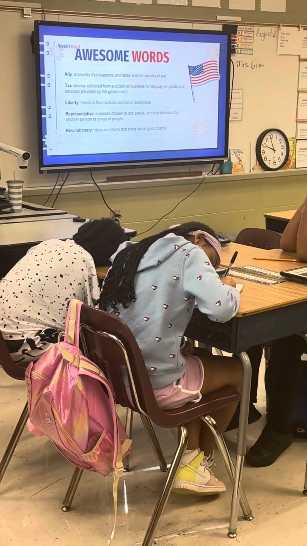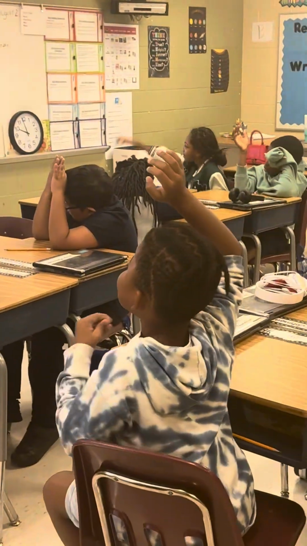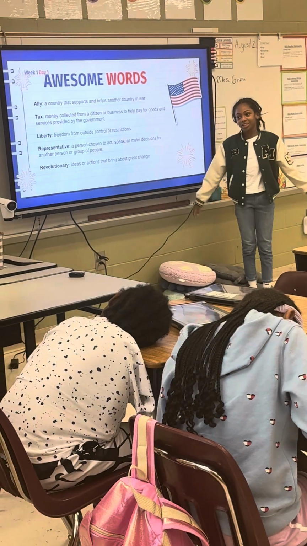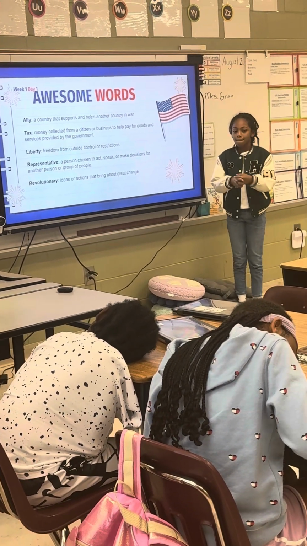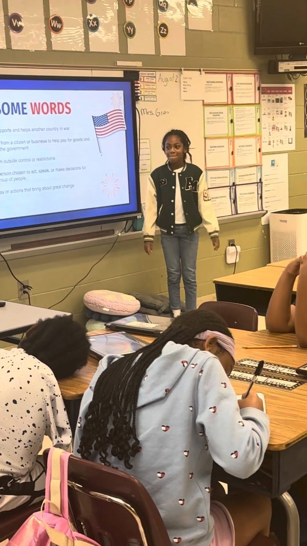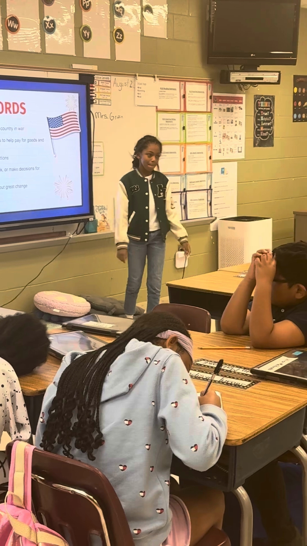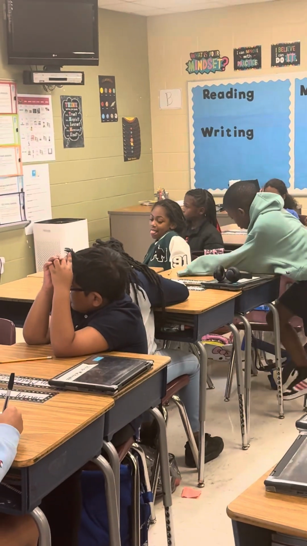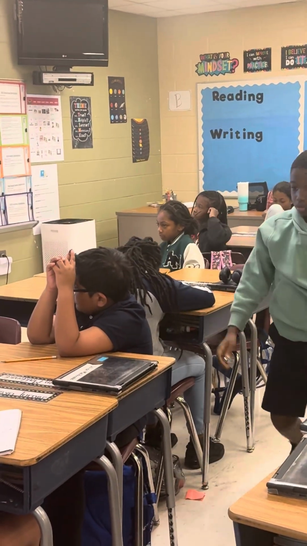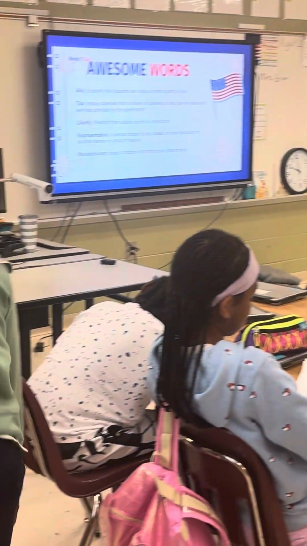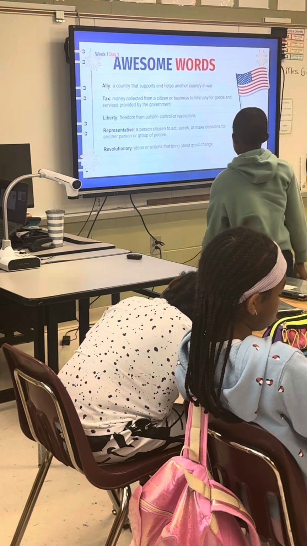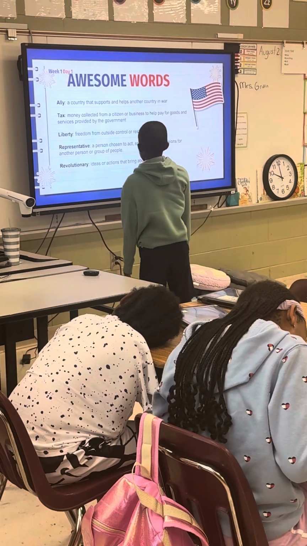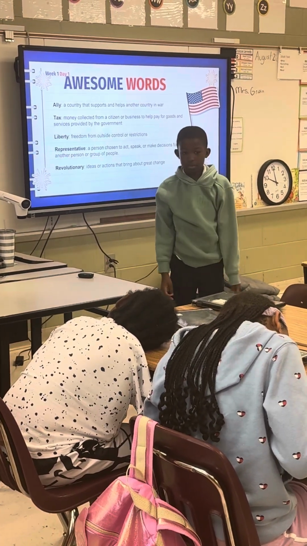All right, who's going to read number 3? Liberty. Isabella? Come on, Isabella. Freedom from outside control or restrictions. Very good. Freedom from outside control or restrictions, okay? That's liberty. And then who's going to read representative? Glenn, go ahead. A person chosen to act, speak, or make decisions for another person or group of people. Very good, Glenn. A representative, okay?